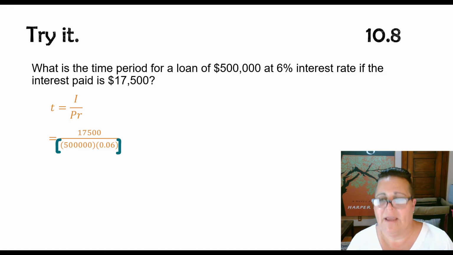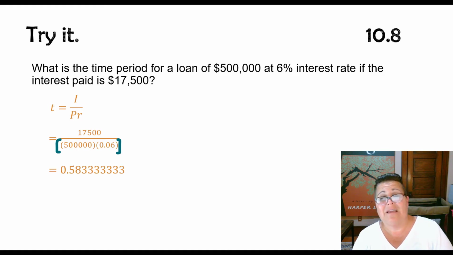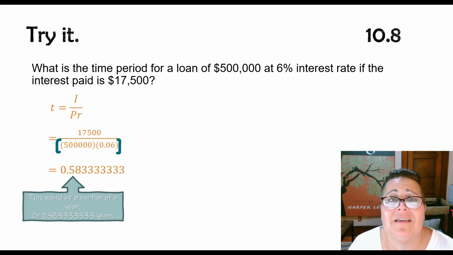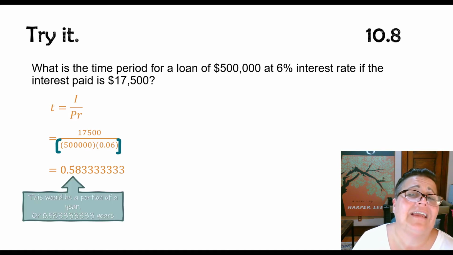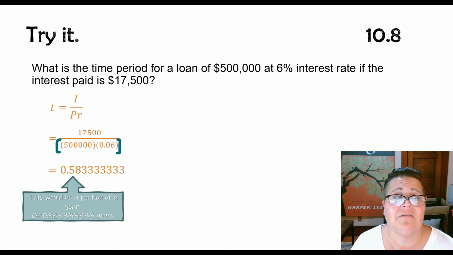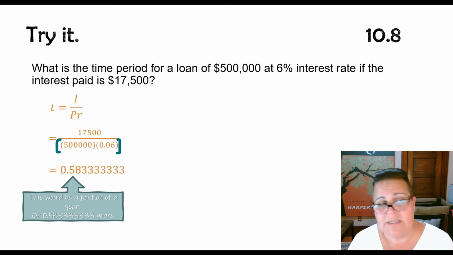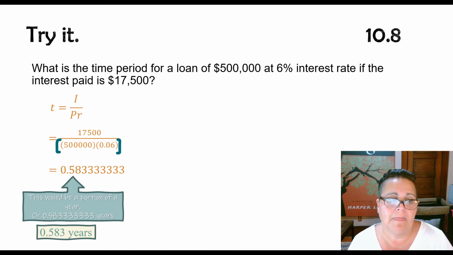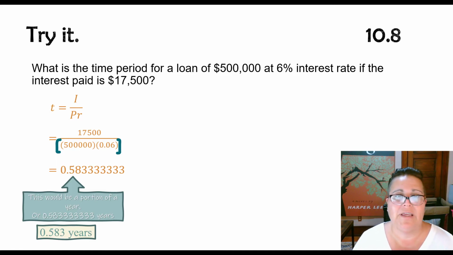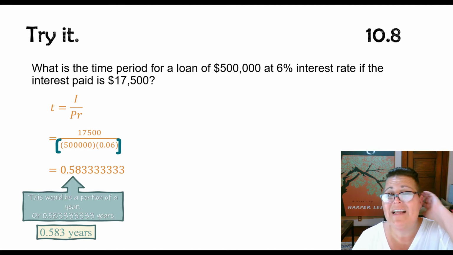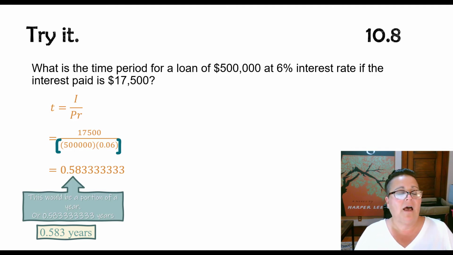Watch them. That gives us 0.058333333. That's a part of a year. That's 0.0583 of a year. Does that make sense to you? I mean, if we really wanted to talk about it, we could say, okay, so it's a little bit more than half a year, right? But in terms of looking at that to make common sense, it's not easily understood.